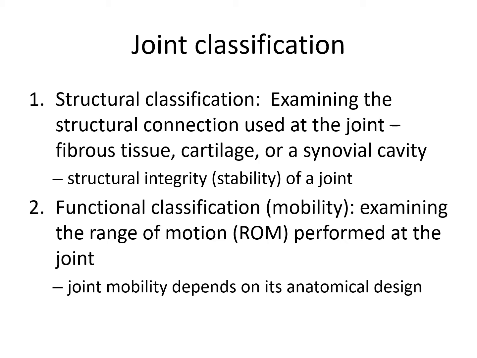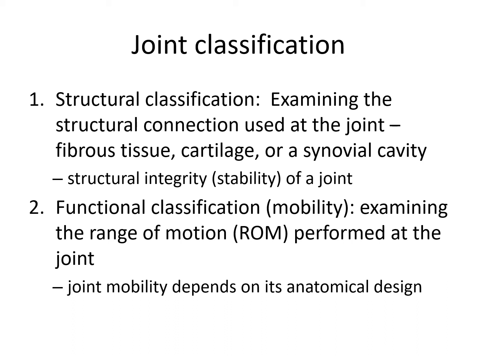Okay, so when you look at any joint, there are two features worth noting when you examine the joints. First feature is the structure of a joint. You want to examine the structure and integrity of a joint to see how stable the joint is. And the second feature worth noting is the functional aspect of the joint, which examines the range of motion performed at the joint. In essence, it examines how mobile the joint is. So there are two ways of classifying the joint based on the structure or based on the function.